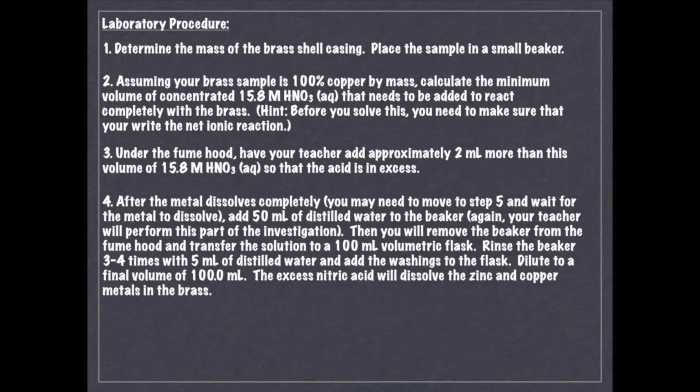After the metal dissolves completely, add 50 mL of distilled water to the beaker. Again, I'm going to do this. Then you're going to remove the beaker and transfer the solution to a 100 mL volumetric flask. You're going to rinse the beaker 3 to 4 times with 5 mL of distilled water, and then add it all to the flask. Dilute to a volume of 100 mL. The excess nitric acid will dissolve the zinc and copper metal in the brass.